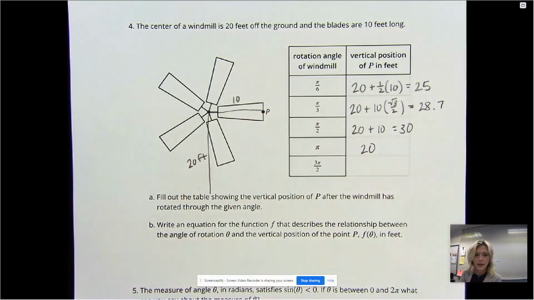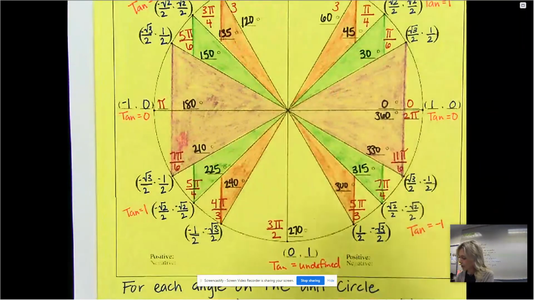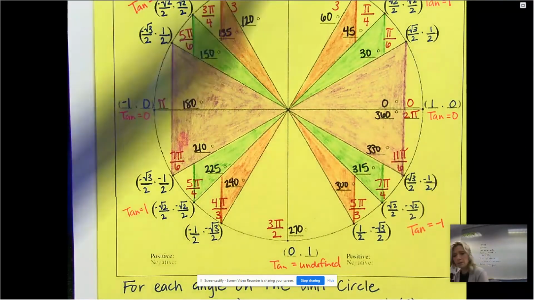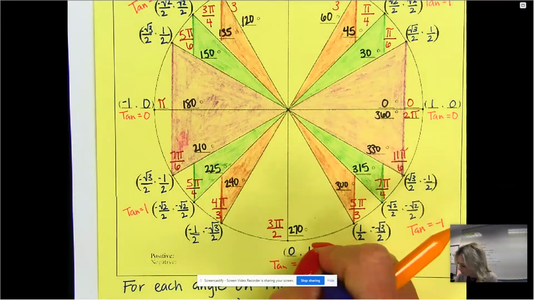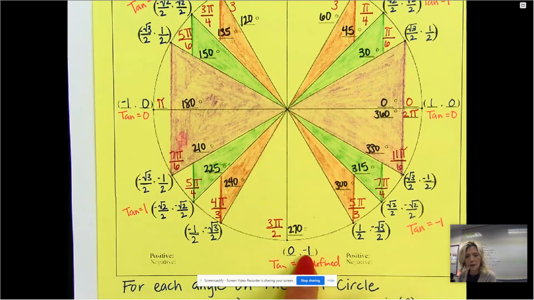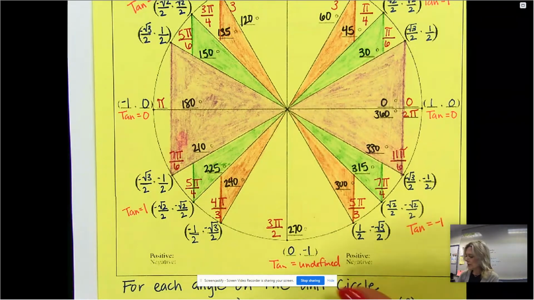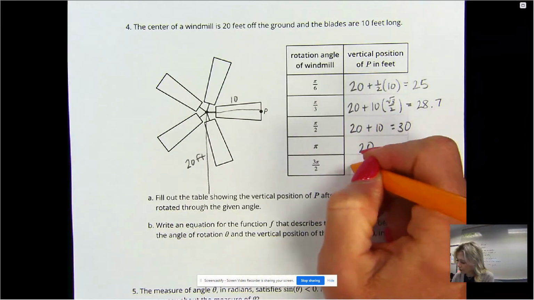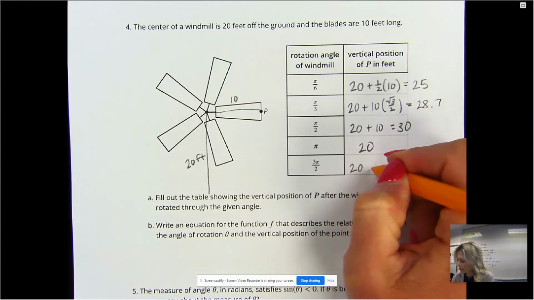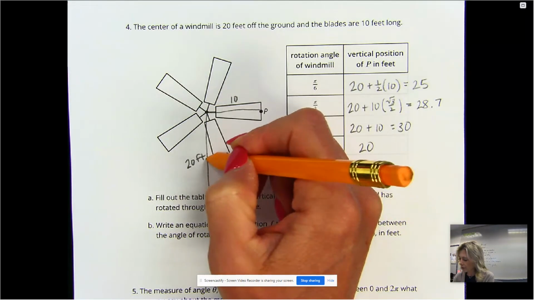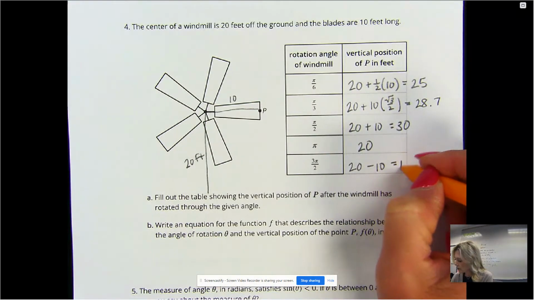And then finally at 3 pi over 2. Oh goodness, my unit circle is missing the negative on the 1 down there. Oops. Okay, at 3 pi over 2, the height is negative 1, and so that means it's going to be 20 minus 10, because it's down here, 10 feet. So that is 10.